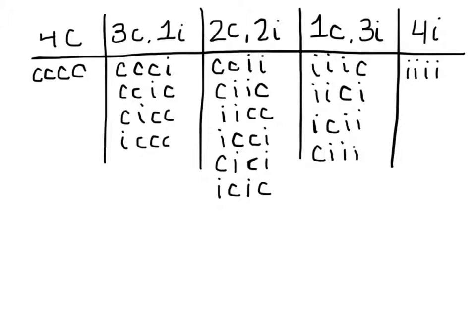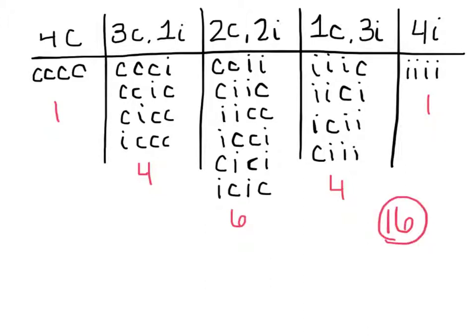So I see that there is 1 outcome here, 4 outcomes here, 6 outcomes here, 4 here, and 1 here. And I also see some symmetry. So in the middle there's 6, but as I spread out I see 4 and 4 and 1 and 1. And that is a total of 16 outcomes.